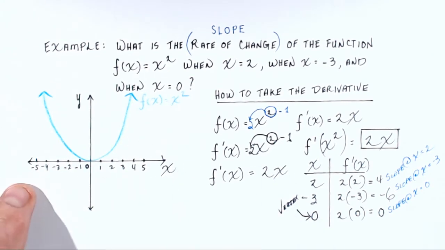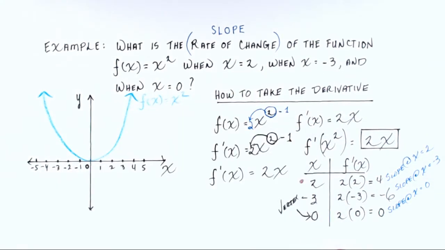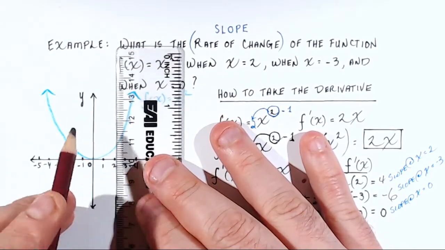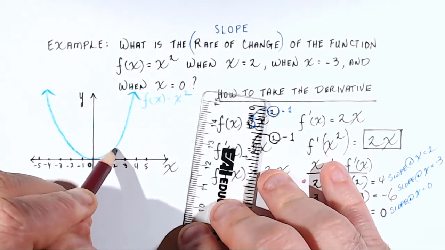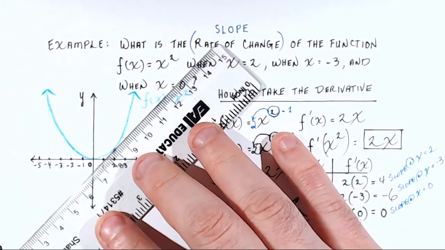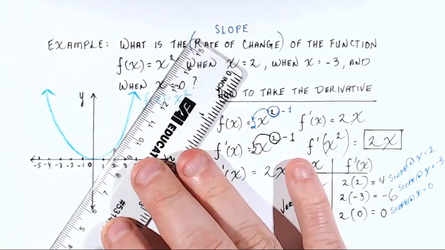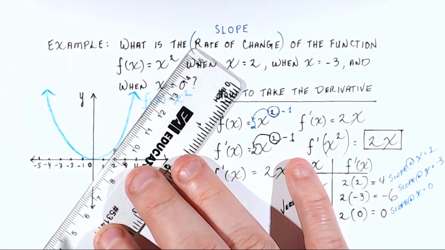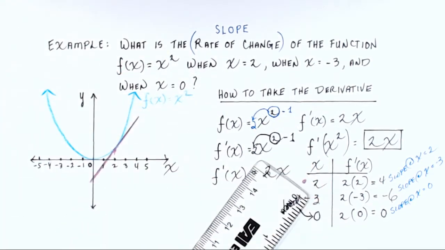I would draw in over here at positive 2. We'll use red for this one. I'll draw in at positive 2. What I do is I take my ruler and I go up to the curve right there. So right there at that point on the curve, my slope is 4. I'm trying to guesstimate what that looks like. Okay, there, my slope is 4.